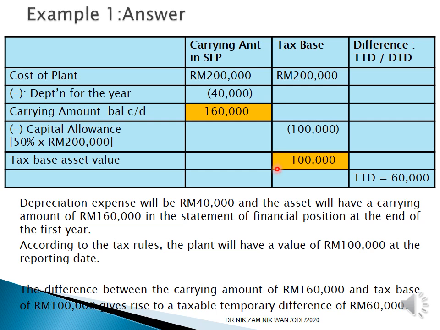But according to tax base, cost of plant is the same 200,000, but for tax base you need to minus capital allowance. So capital allowance given is 50%, so your tax base asset value is 100,000. This is the thing that you need to find first: carrying amount according to the statement of financial position and your tax base asset value, and then you compare. Since this is an asset, you compare carrying amount 160,000 with 100,000, you have a difference of 60,000.